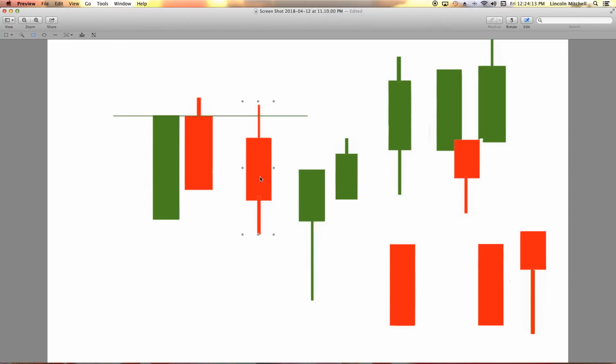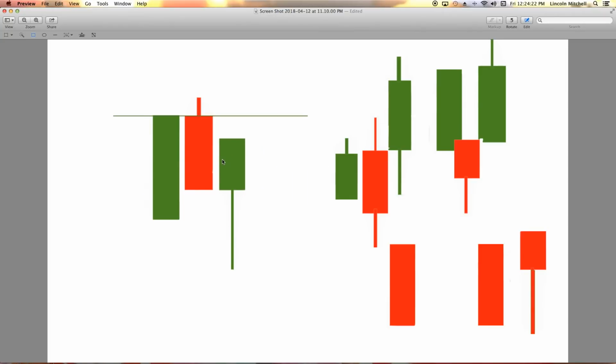Most people want to buy this right here. Most people would have bought this right there, and they would have done okay. You know why? Because this candle right here came up. And then wherever this one closes, you want to make sure you pay attention to it. What if this one closed like this, Lincoln? What if you have something like this?